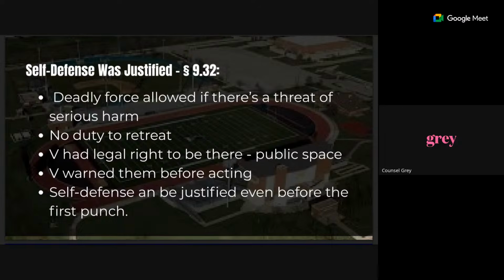The next piece of self-defense is this idea. People keep saying, well, he didn't have a right to be under the tent. That is not true.